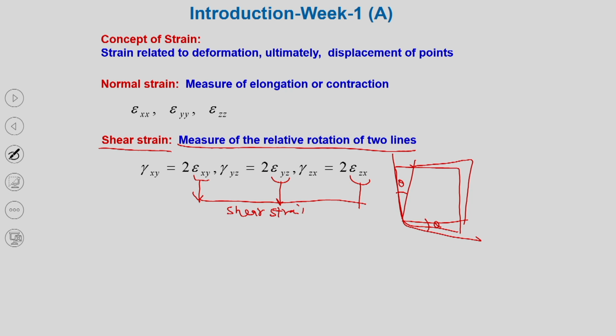I think you are also aware that we relate gamma xy, which is basically twice of epsilon xy. So, gamma xy is twice epsilon xy, gamma yz is twice epsilon yz and gamma zx is twice epsilon zx. Similarly, you have the concept of shear stresses: tau xy, tau yz and tau zx. These are also known as shear stresses.